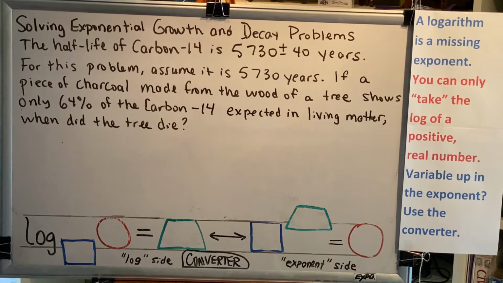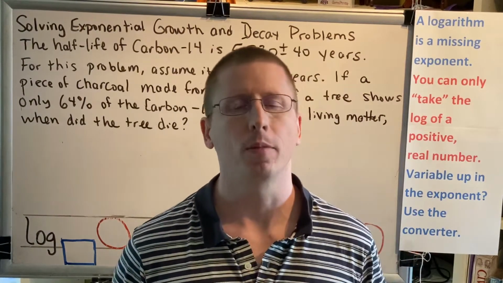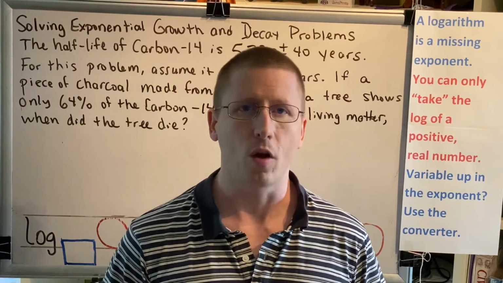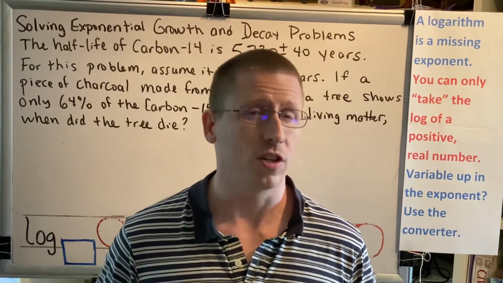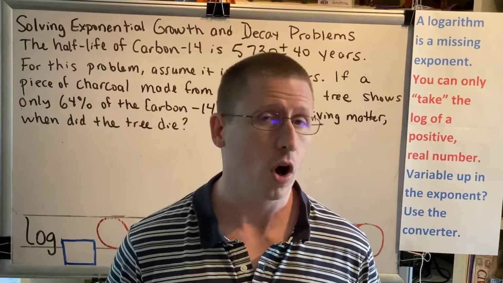If a piece of charcoal made from the wood of a tree shows only 64% of the carbon-14 expected in living matter, when did the tree die? Okay, so I'll admit, this is one of my favorite problems of the entire semester. The problem we're about to solve gives you an idea of how archaeologists use a process called carbon dating to determine how old an artifact is.